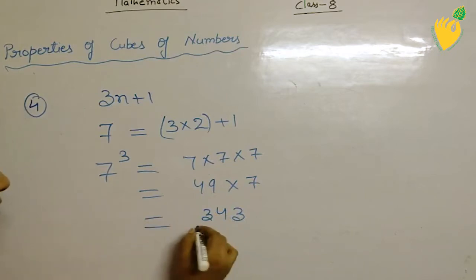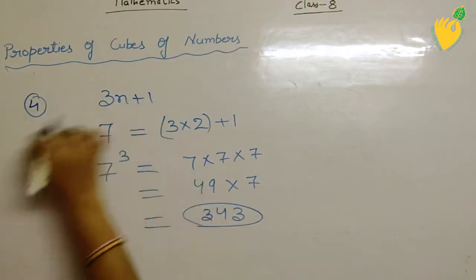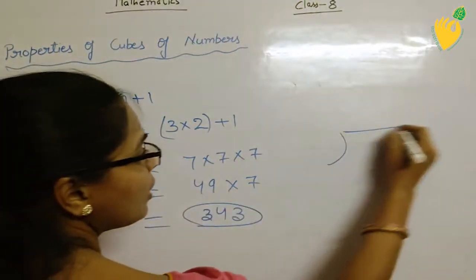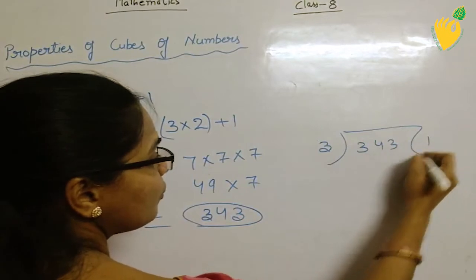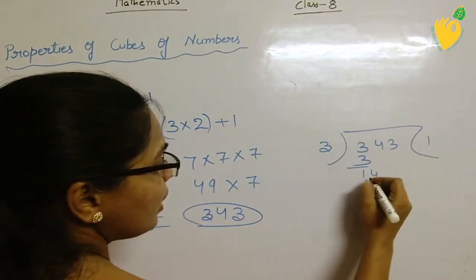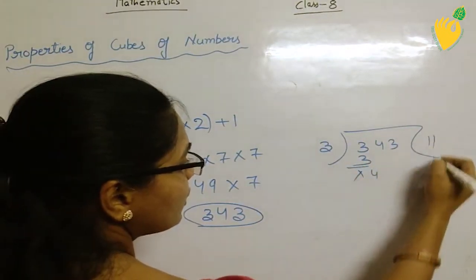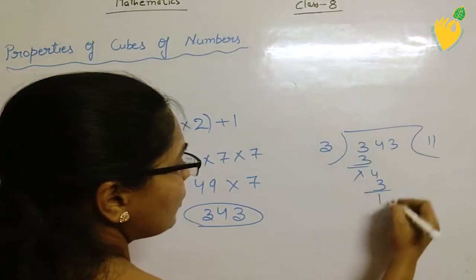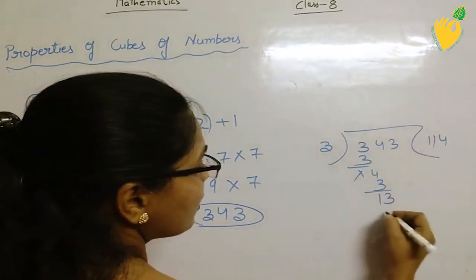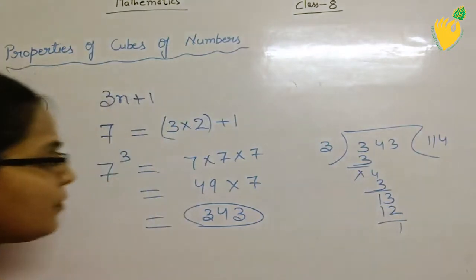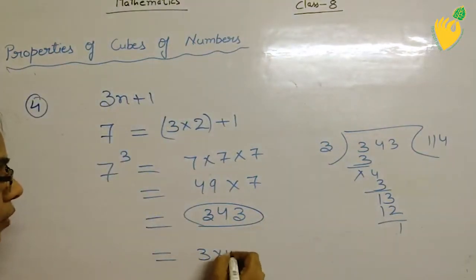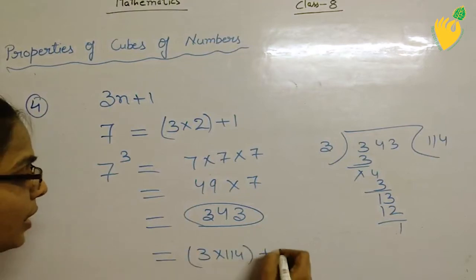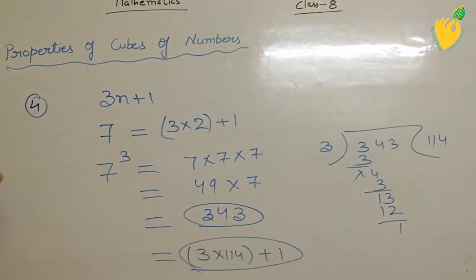Okay. Now students, you can see that this is also of the form 3n plus 1. See how. You will divide 343 by 3. 3 ones are 3. Again, 3 ones are 3. What is left here? 3 fours are 12. So what is left here, students? 1. You can write 343 as 3 into 114 plus 1. This is also of the form 3n plus 1.